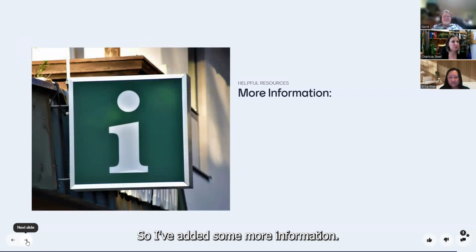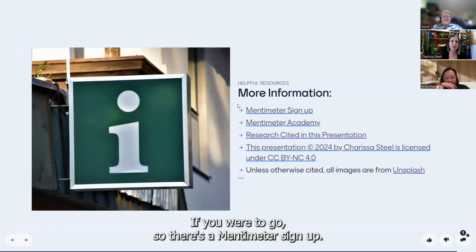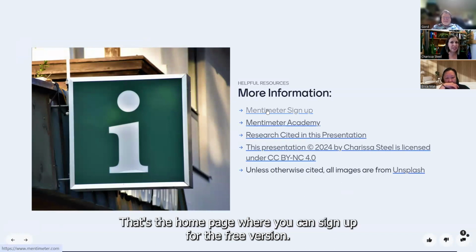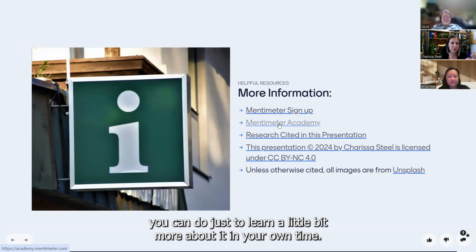So I've added some more information. Where did it go? So there's the Mentimeter sign up. That's the home page where you can sign up for the free version. Mentimeter Academy has some courses and asynchronous online material you can do just to learn a little bit more about it in your own time.